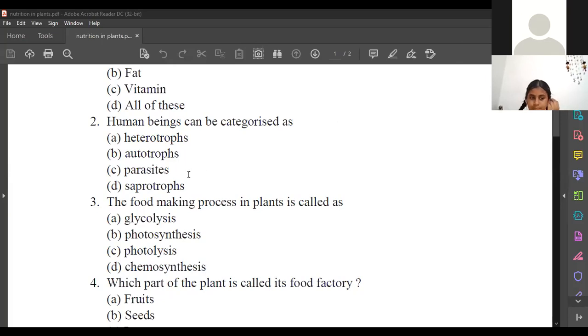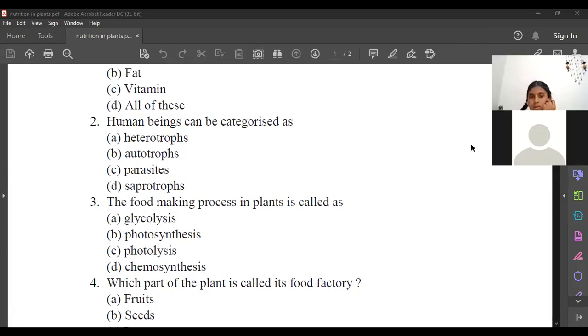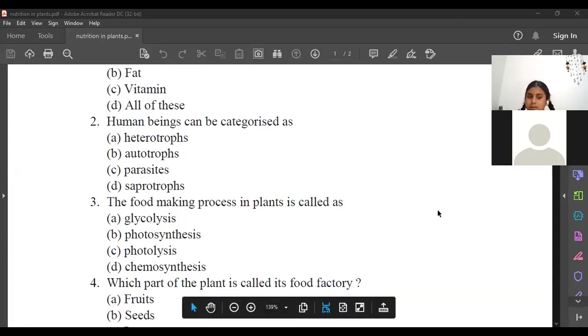So the next one: human beings can be categorized as heterotroph. The food making process in plants is called photosynthesis. This is why I will call you one by one; otherwise I have to keep everyone on mute. I will give the answers. If anything is wrong, just tell me.